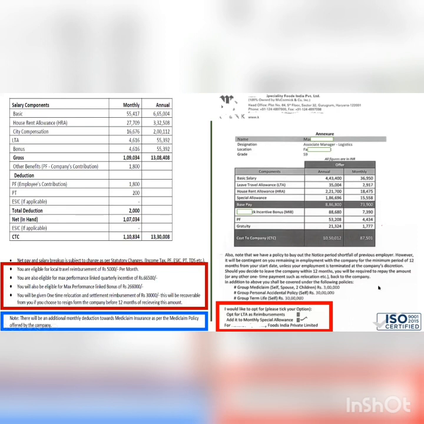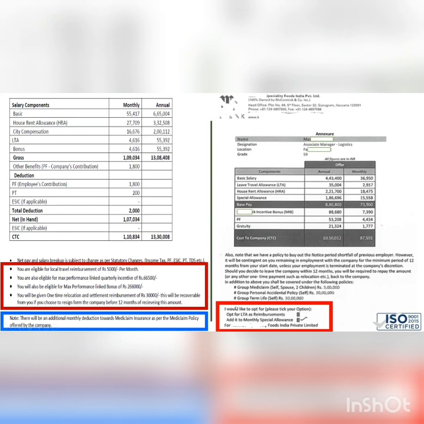Then on the right side, if you notice, what kind of compensation model is this? Again, you will say this is a traditional compensation model because everything has been decided by the company: basic pay, LTA, HRA, special allowance. But I would say this is a combination of the traditional and flexible compensation model. How come?